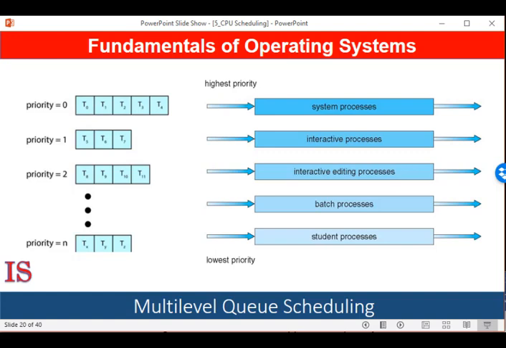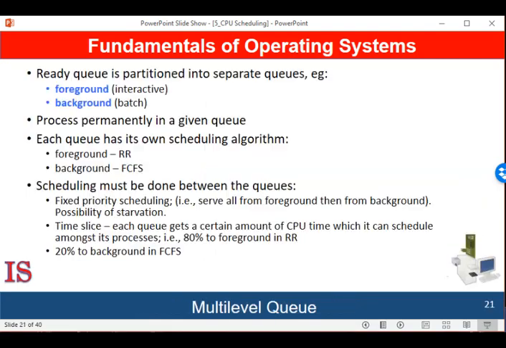A multi-level queue scheduling algorithm can be used to partition processes into several separate queues based on the process type, as shown in the image here on the right. For example, a common division is made between foreground, or interactive processes, and background, or batch processes. These two types of processes have different response time requirements, so they may have different scheduling needs. In addition, foreground processes may have an externally defined priority over background processes.